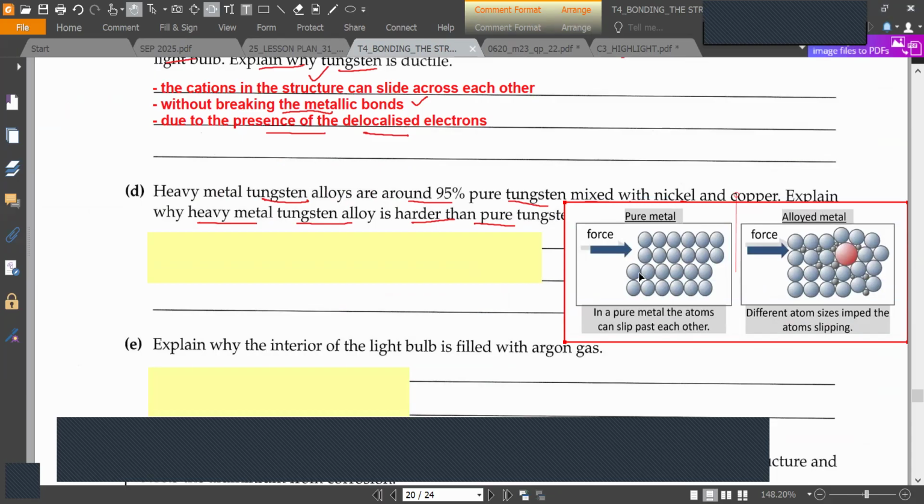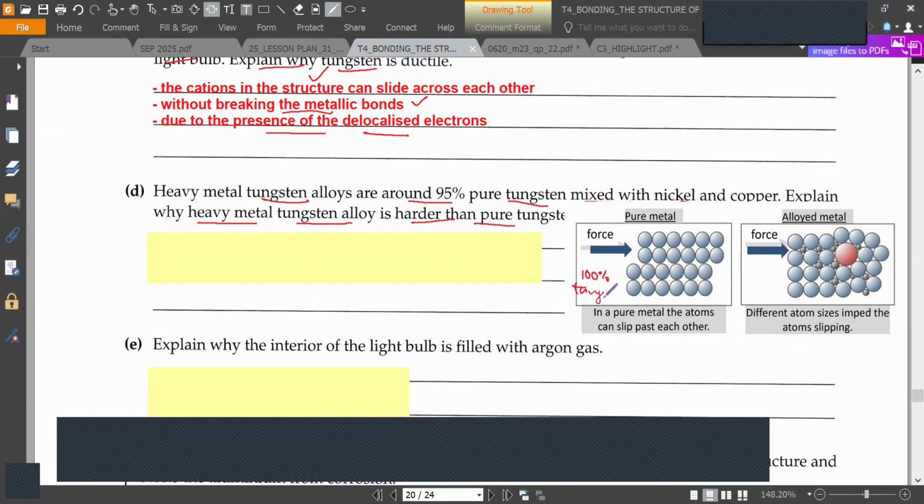So this one is pure tungsten, 100% tungsten. When we apply the force, the atoms can slip past each other easily. But when we mix with nickel and copper, when we have an alloy, they get stuck, so they cannot move past each other easily. Different atom sizes will impede the atoms slipping.